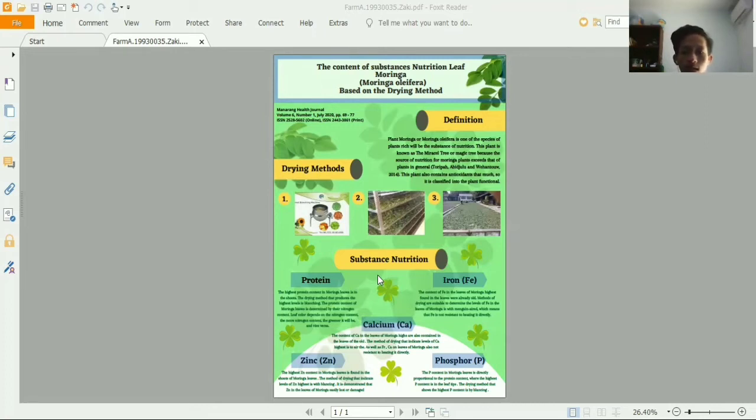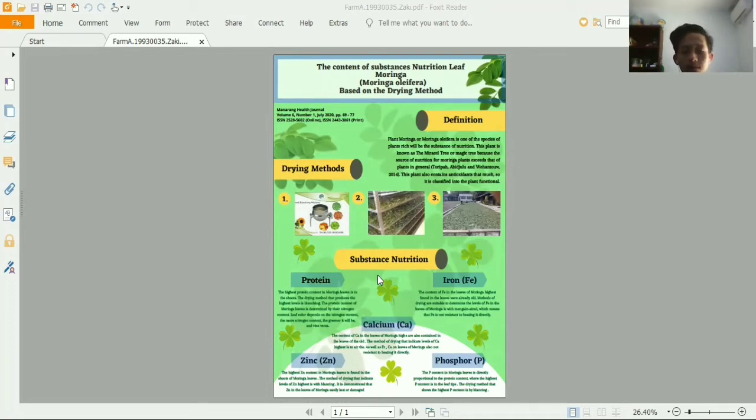This illustrates that the protein in moringa leaf is affected by various processes that occur in the leaf, both naturally and intentionally. The protein content in moringa leaf is determined by the nitrogen content. Leaf color depends on nitrogen content. The more nitrogen content, the greener it will be, and vice versa.